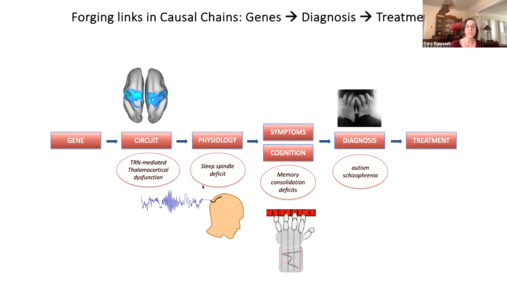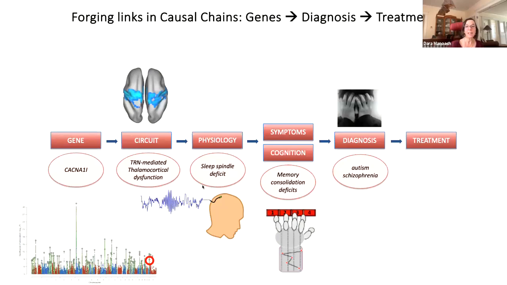Genome-wide association studies have identified CACNA1I as a risk gene for schizophrenia. It encodes the CAV3.3 calcium channel, a channel that's found only in the brain and particularly in the TRN, the thalamic reticular nucleus, which again generates spindles. And disabling CACNA1I in mice results in a spindle deficit. And of course, CACNA1I is only one of many genes that are involved in spindle deficits.